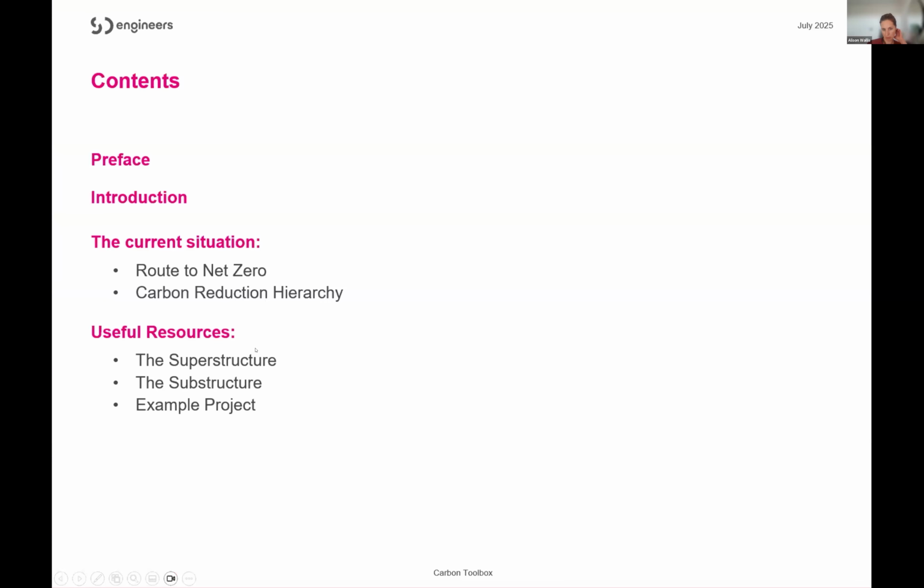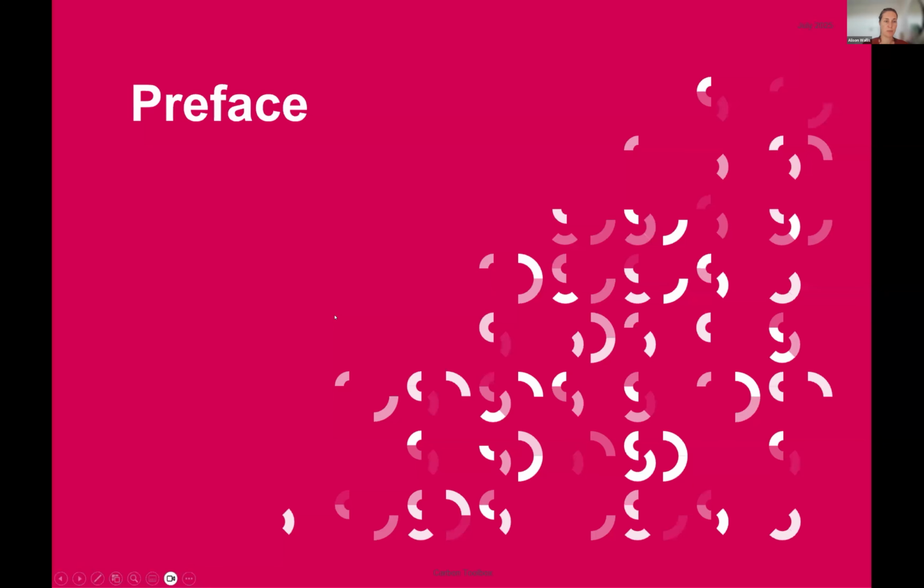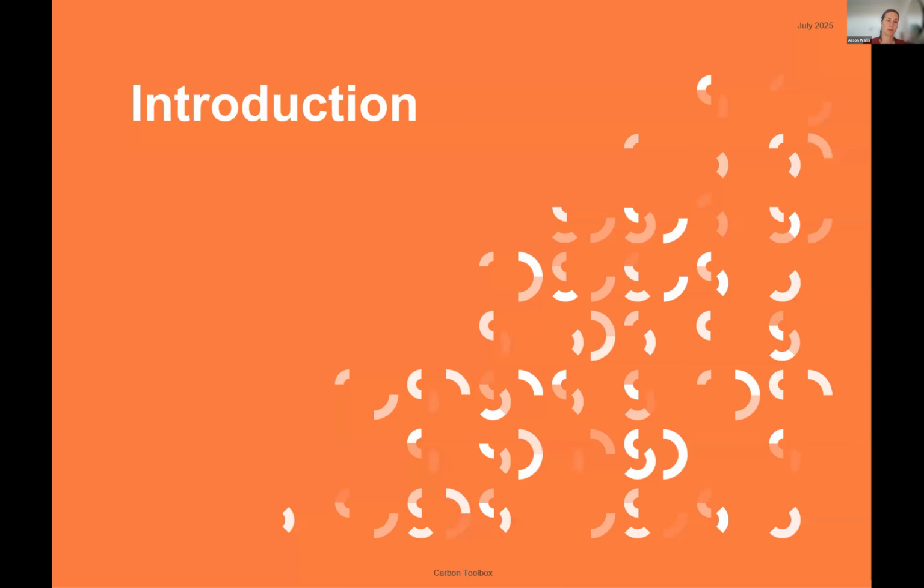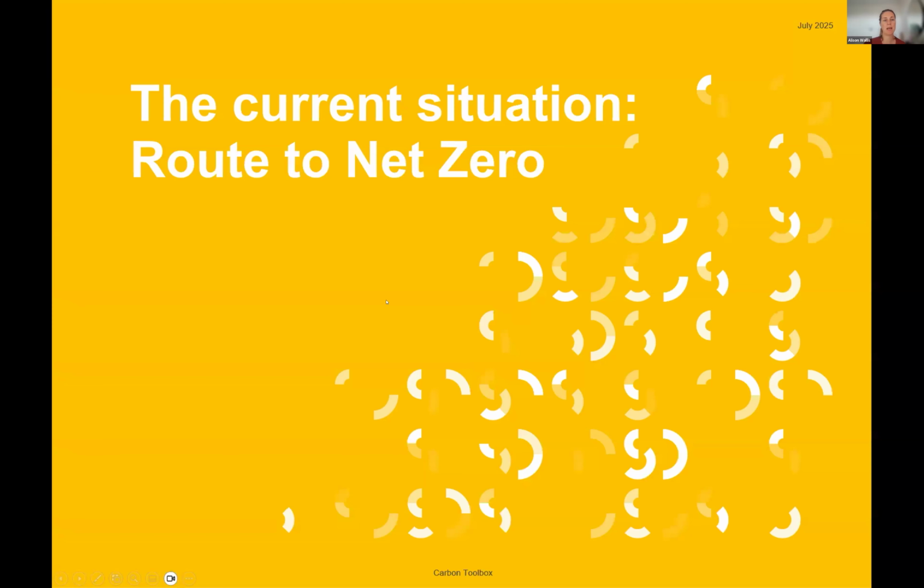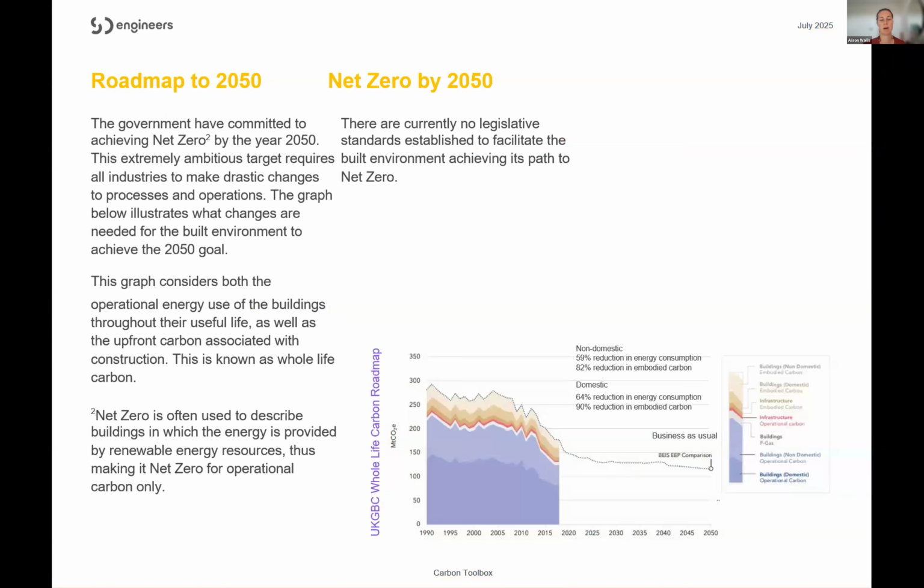I'm not going to go through all 36 pages. I'm just going to hit the highlights, but I will run through it so you can see the format of it. So we start off with a bit of a preface and an introduction, generally to inform non-technical clients about where the industry is. And we also introduced a couple slides about the route to net zero.